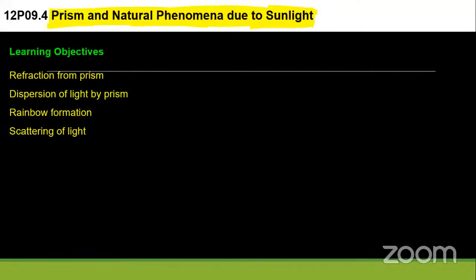Okay. So write the heading: Prism and Natural Phenomena due to Sunlight. Write these things, and these are the contents of today's topic. First we'll go through the refraction of light from a prism, and then dispersion of light by a prism. Then rainbow formation, and at the end we'll see scattering of light. Write all these 4 topics. After you have written, text me in the chat box so we can start fast without wasting time.